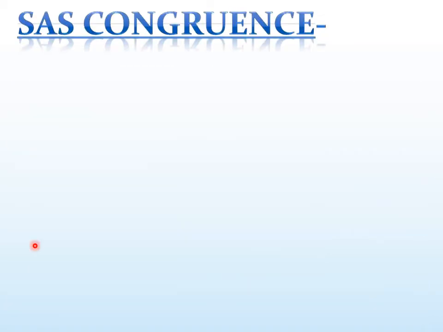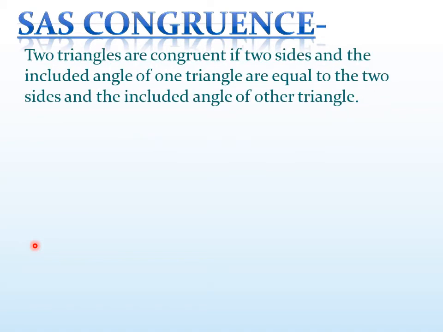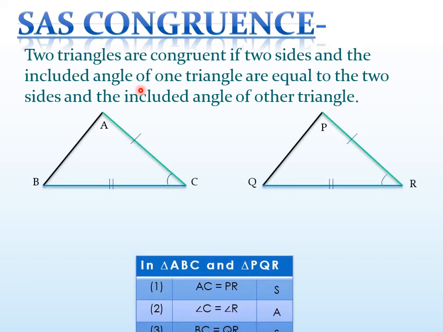To start with, SAS congruence rule. Two triangles are congruent if two sides and the included angle of one triangle are equal to two sides and the included angle of the other triangle. We have to focus over here. That is two sides and the included angle. That means two sides and the angle between them. This is very important for this rule.